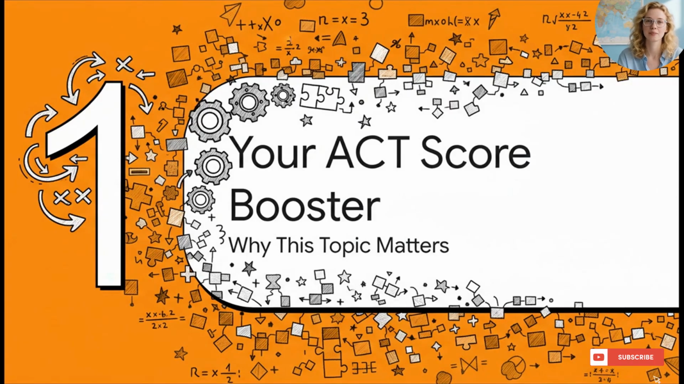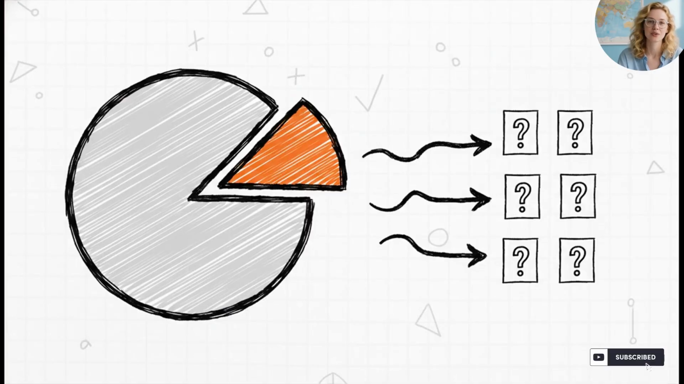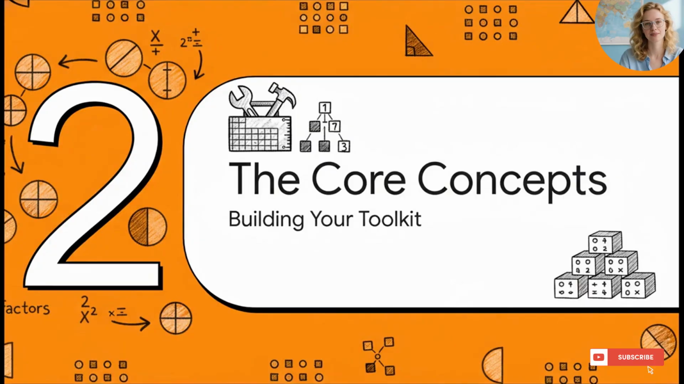Okay, first things first. Let's get one thing straight about why this is so important. This isn't some obscure topic that you might see once. No way. This is a high-frequency concept that's woven all through the entire math section. I mean, just look at these numbers. You are guaranteed to see questions about factors, multiples, GCD, or LCM between 5 and 8 times. That's up to 13% of your entire math score. Think about that. That's a huge chunk of your score hanging on this one set of skills. So mastering this isn't just about being good at math. It's a strategic move.